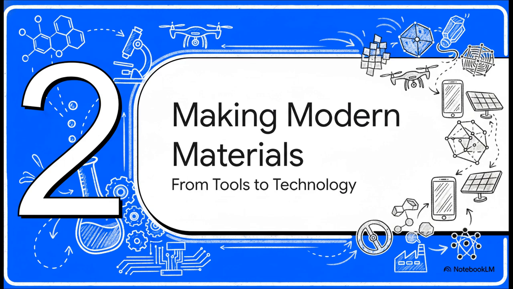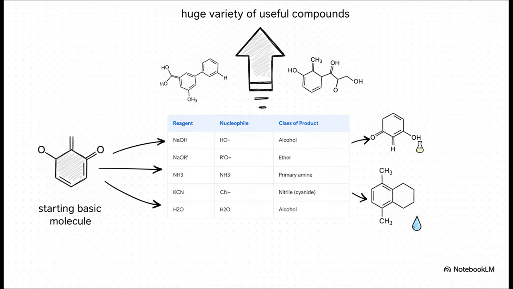Right, so this is way more than just a neat molecular trick. What can we actually build with these tools? Well, the answer is pretty much everything that makes up our modern world. Now, this is where it gets really powerful. Look at this. You can start with just one basic type of molecule, and just by changing the little attacking piece you use, you can create a whole menu of completely different compounds.